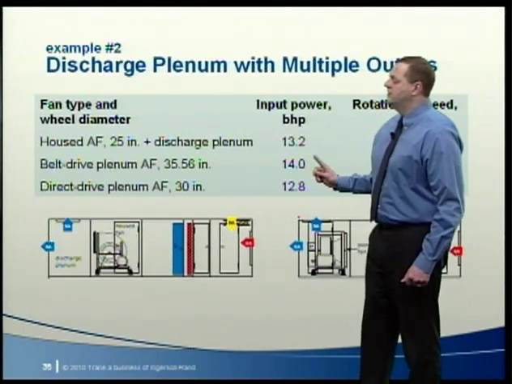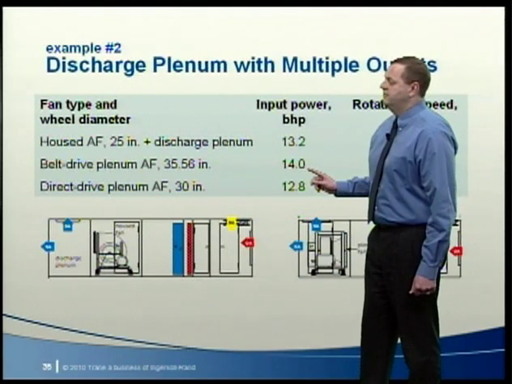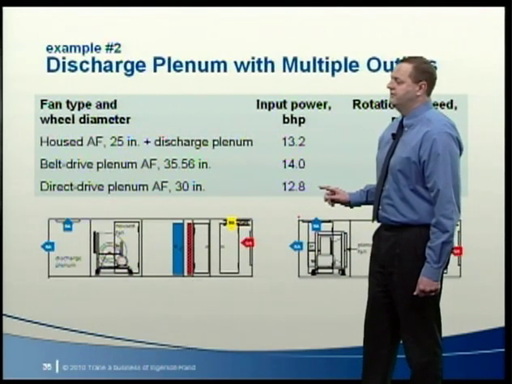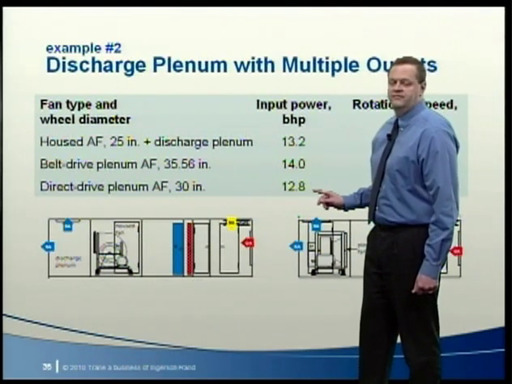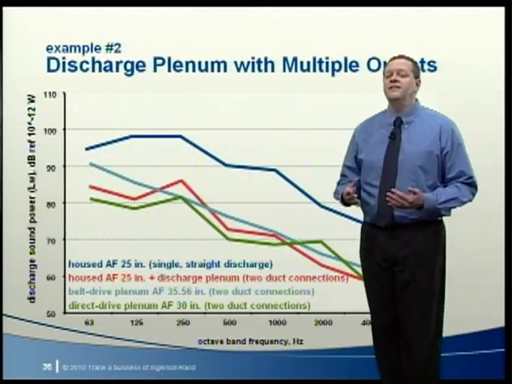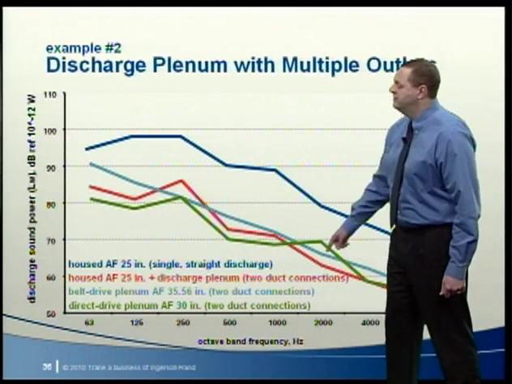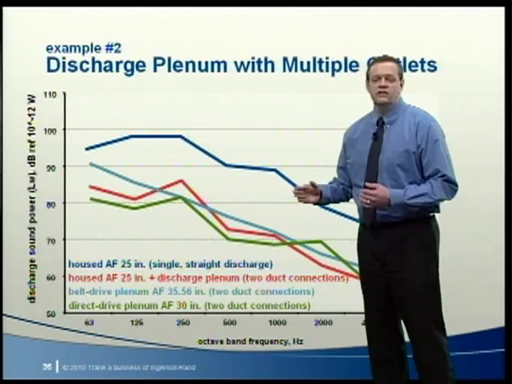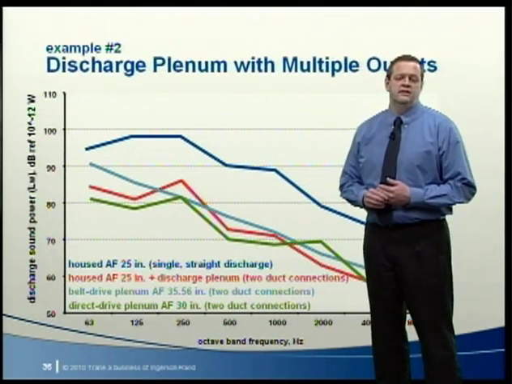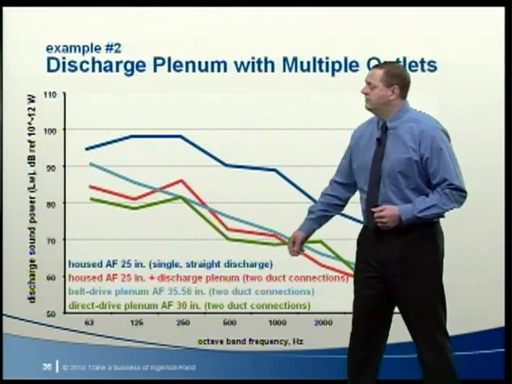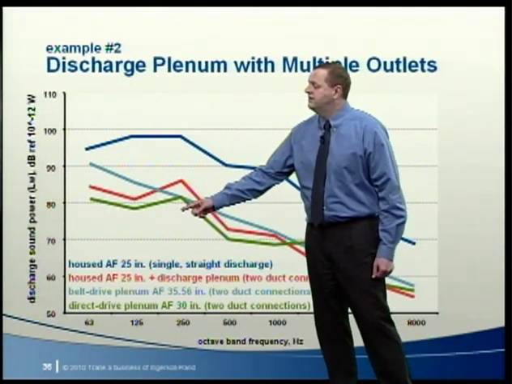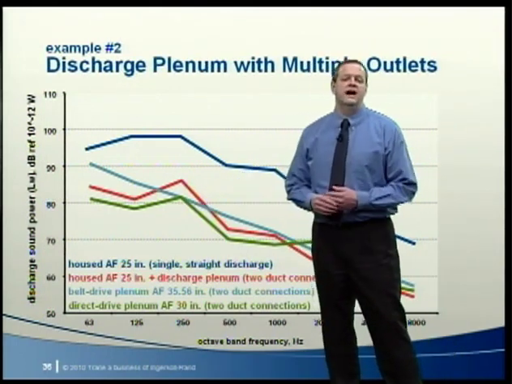This is still lower than the belt drive plenum fan, but now the input power for the housed airfoil fan is higher than the direct drive plenum fan. But adding the discharge plenum does allow the housed airfoil fan to achieve similar discharge sound levels that are fairly close to the plenum fans. In this example, the direct drive plenum fan is still the quietest, especially in these low frequency octave bands that are difficult to attenuate.